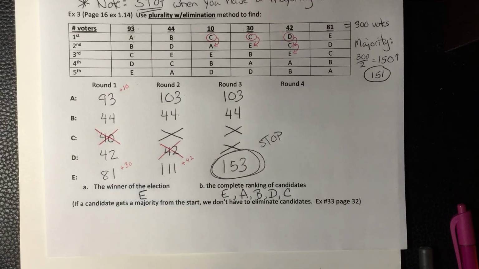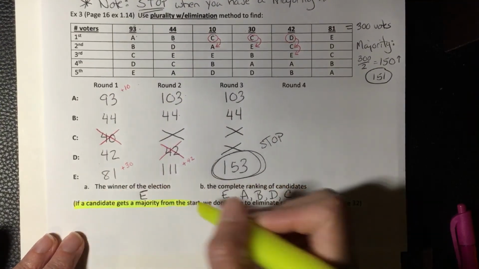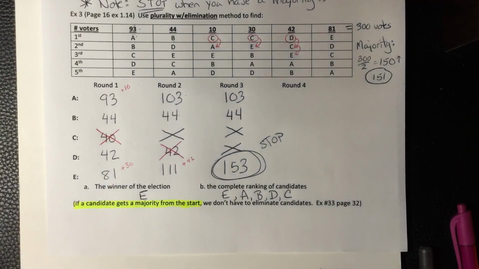Now remember, you don't know how many rounds you're going to have to do. If you get a majority on round 1, then you just stop. So you always want to find your majority and then make sure you're watching for that number.